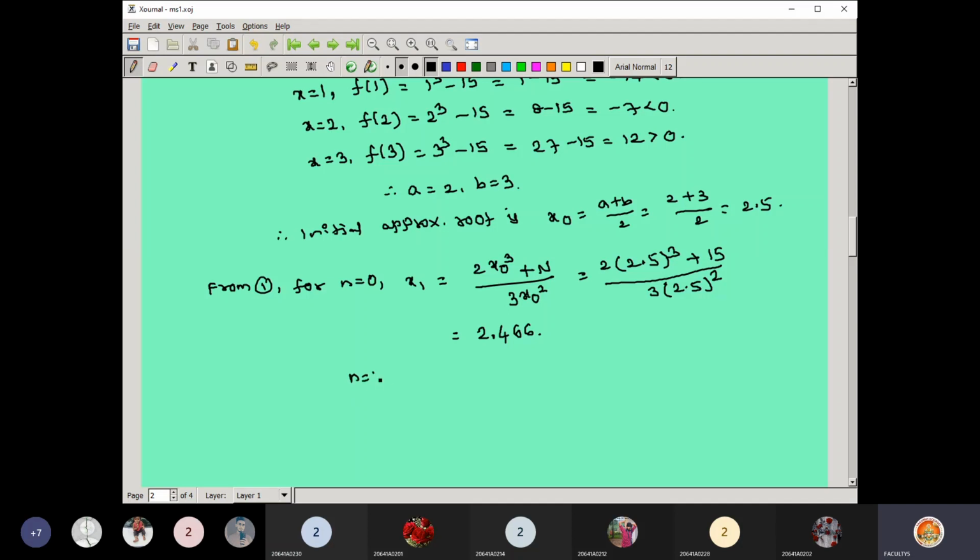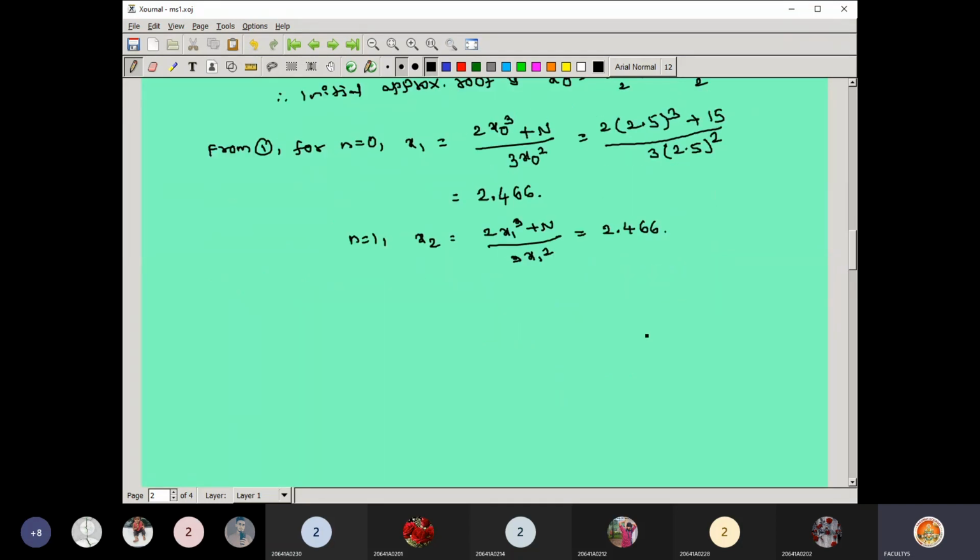If I had written n equal to 1, then x2 is exactly equal to 2x1 cube plus capital N divided by 3x1 square. That value again you will get exactly 2.466 only. So indirectly you are calculating the cube root of 15 by applying the Newton-Raphson method. Therefore the cube root of 15 is 2.466.